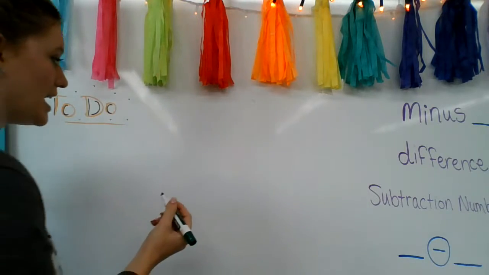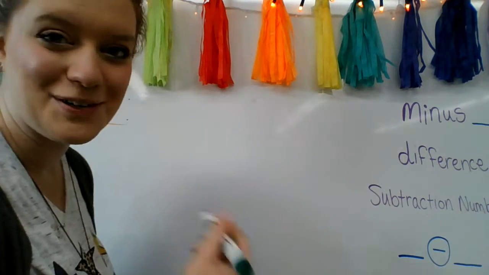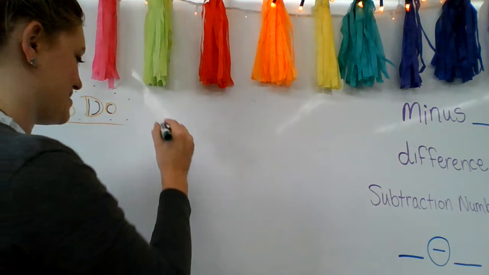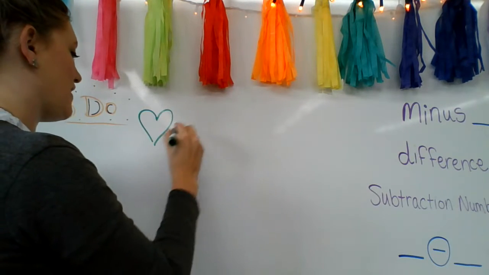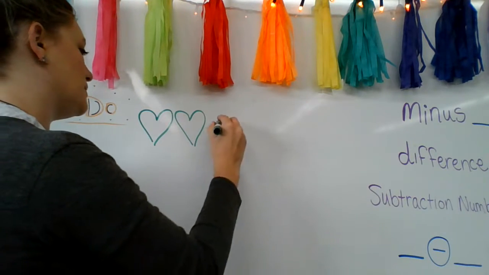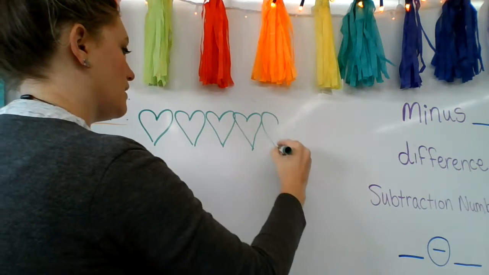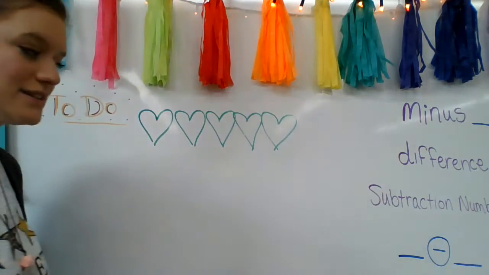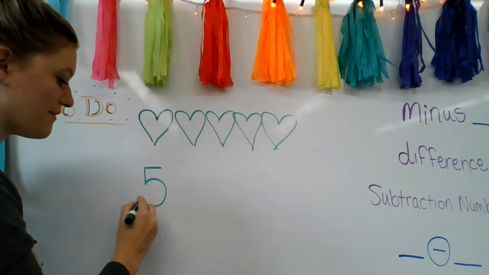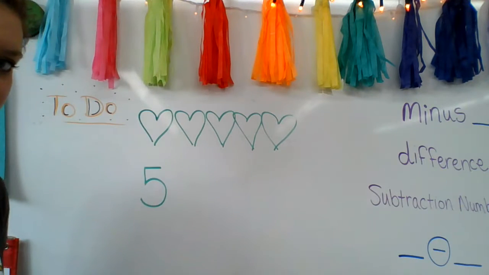Okay, let's try a little bit different one. This time I'm going to do hearts, just to mix it up. So let's say I'm going to do 5 hearts. 1, 2, 3, 4, 5. 5 hearts. So I got to start with the number 5 because that's how many I had first.